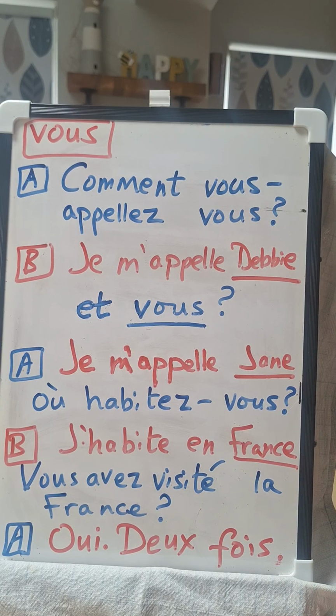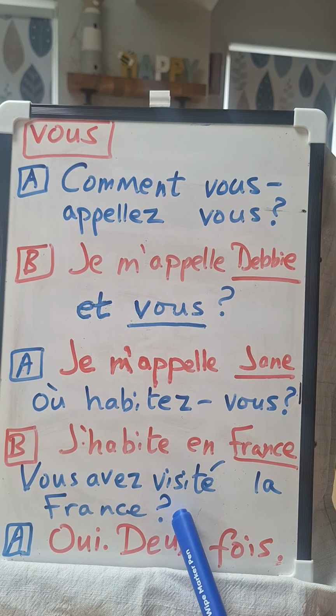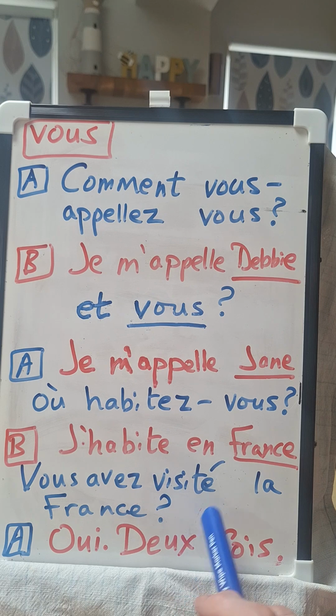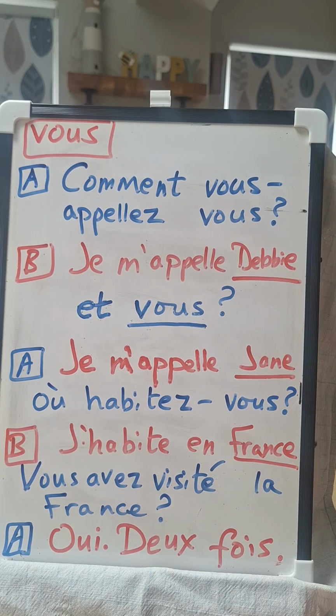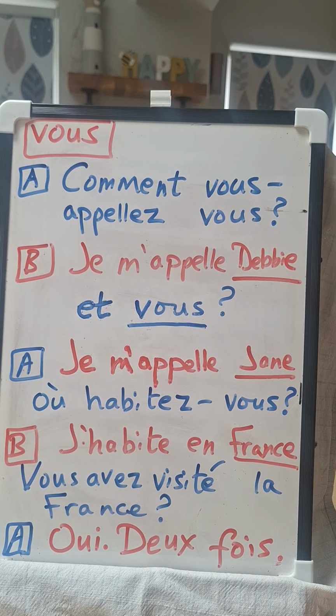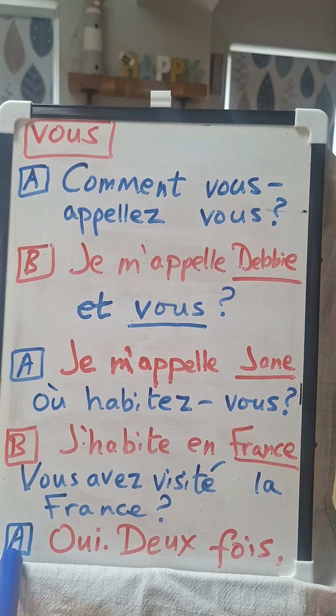Now, really that means you have visited France, but when there's a question mark at the end and you want to make it into a question, you put your voice up at the end and then people know that you're asking a question. Vous avez visité la France? So notice how the sound goes up slightly at the end, okay? But there is another way of asking the question. But if you do it this way, you have to make your voice go up at the end. Right, person A, oui, deux fois.